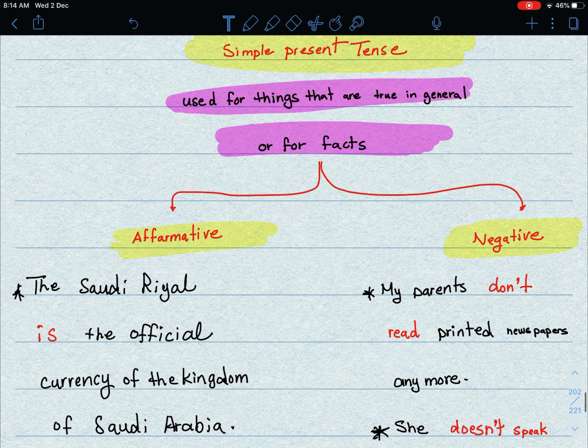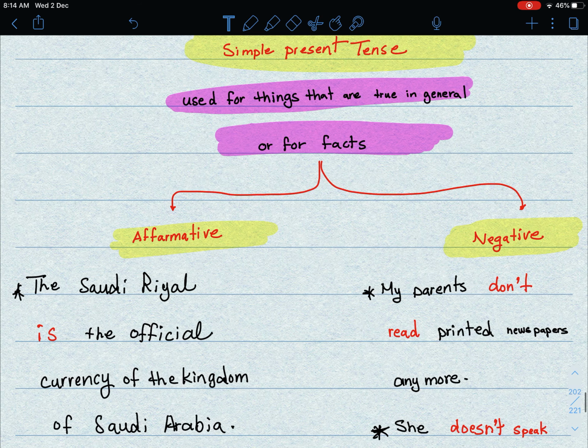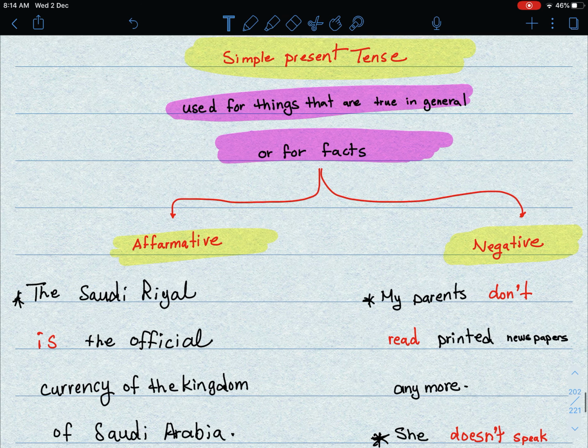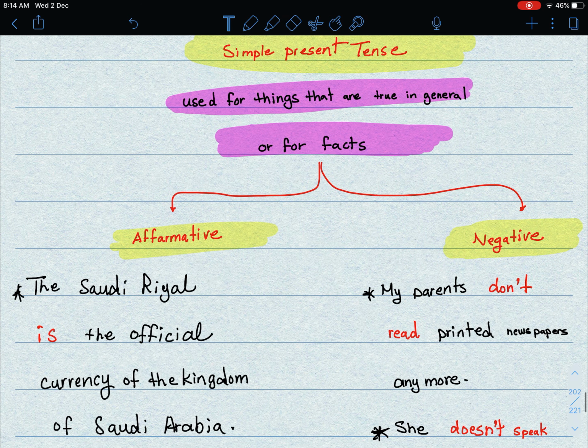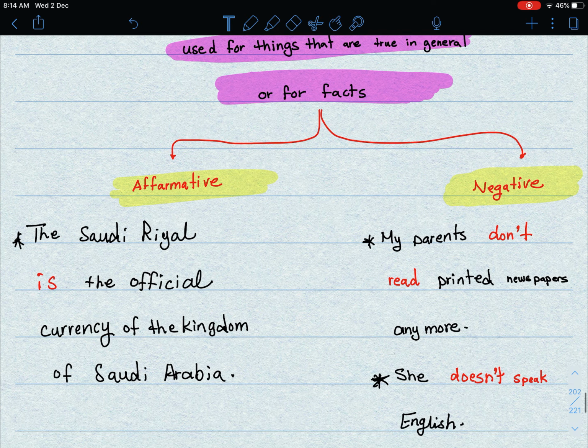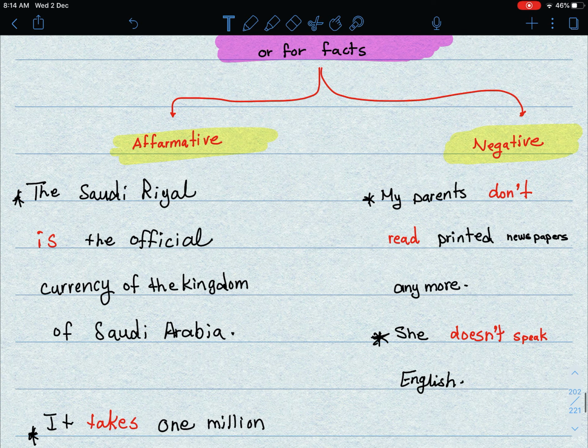For example, when I say the sun rises from the east، يعني هنا استخدمت simple present لأن all the time بإذن الله بمشيئة الله طبعا الشمس تشرق من الشرق. So this is what we mean by the simple present.